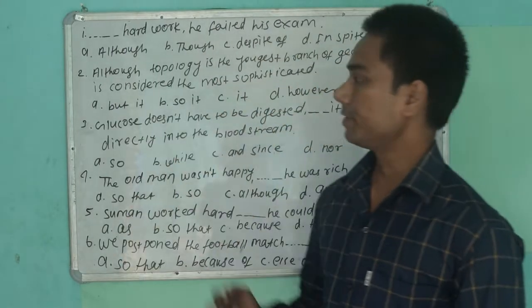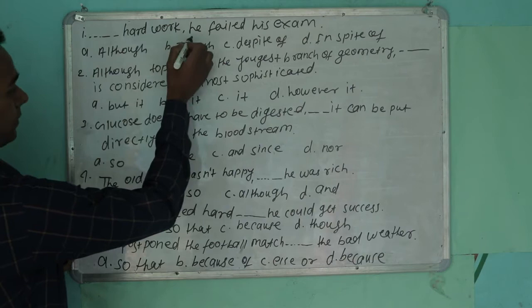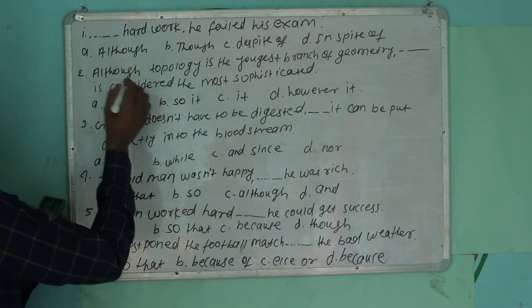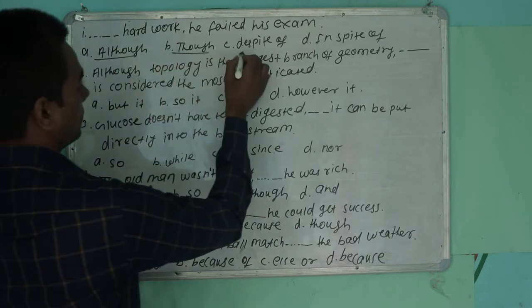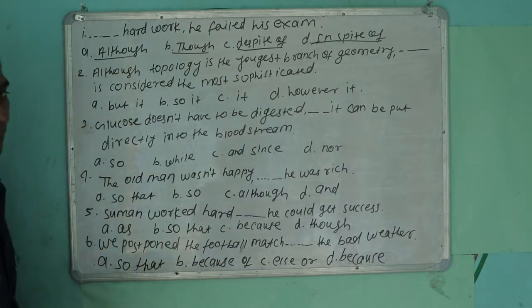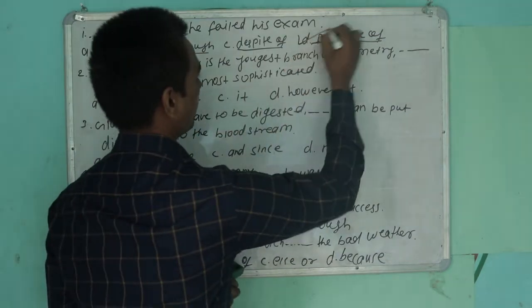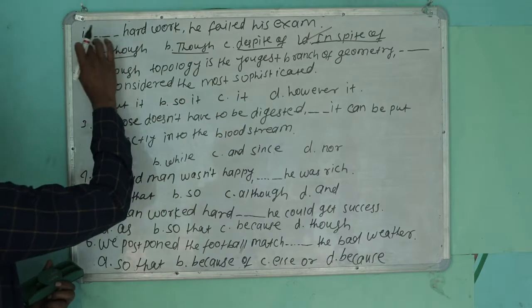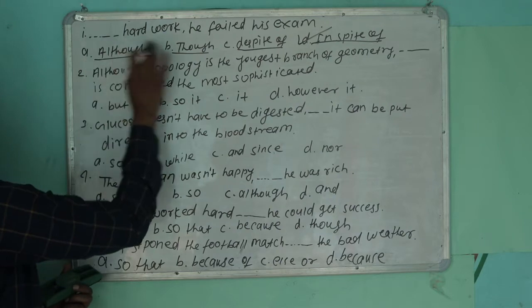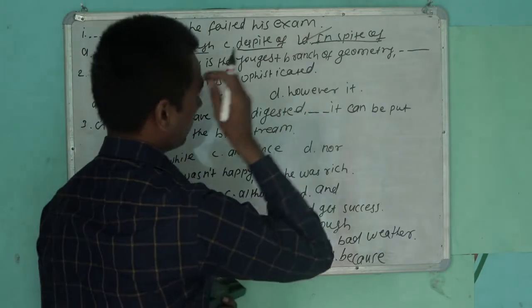Okay, look, these questions. Number 1, hard work, comma, he failed his exam. Let's stop. We have options: although, though, despite of, in spite of. So which one is the correct answer? You think although, but not although. The correct answer is in spite of. Why? Because there is no full sentence. If there is a full sentence, then we have the answer although or though, but there is only a phrase, so you use in spite of.